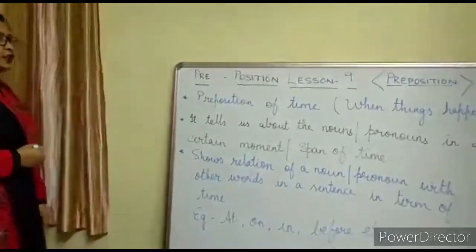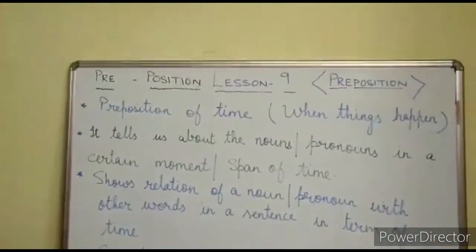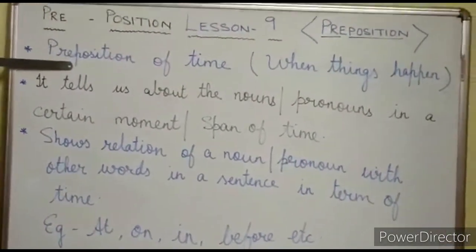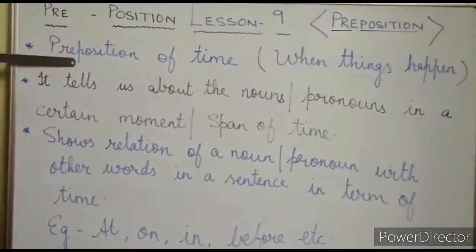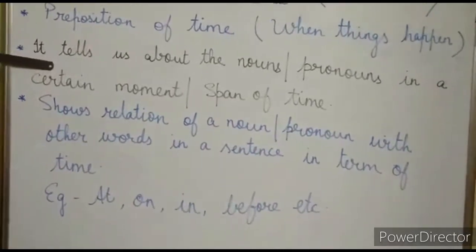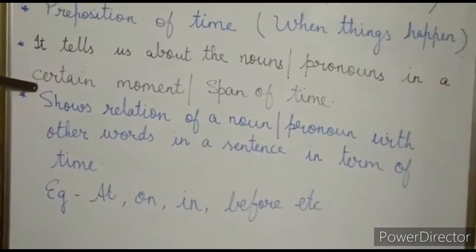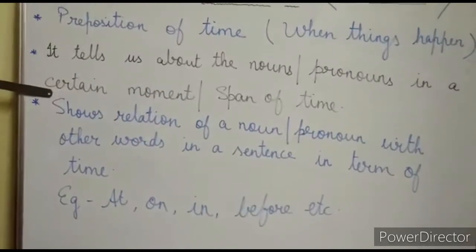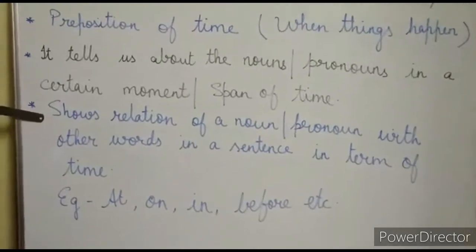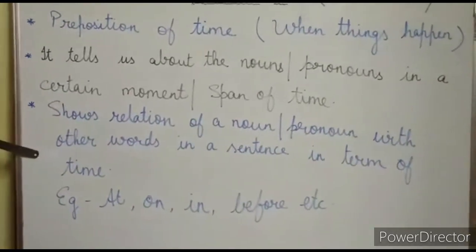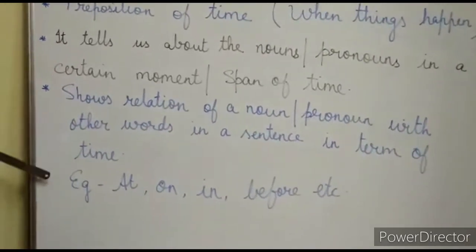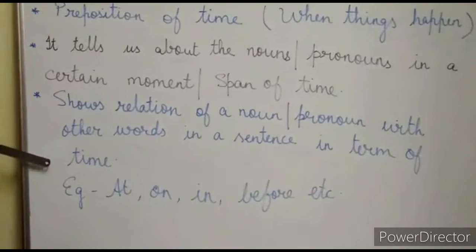So I am repeating once again, students. Please have a look at the board carefully. The second kind is preposition of time. It tells when things happen. It tells us about the nouns or pronouns in a certain moment or span of time. It shows the relation of a noun or pronoun with other words in a sentence in terms of time. Examples: at, on, in, before, etc.